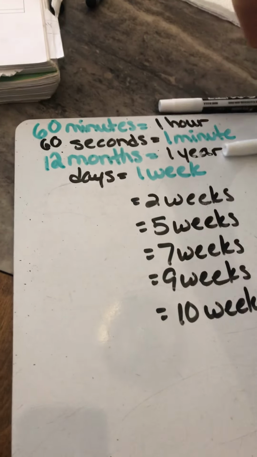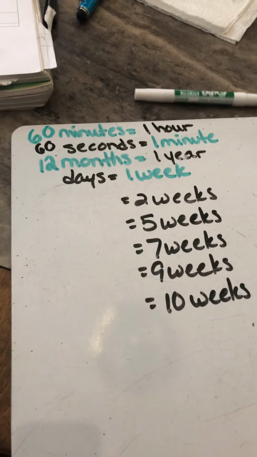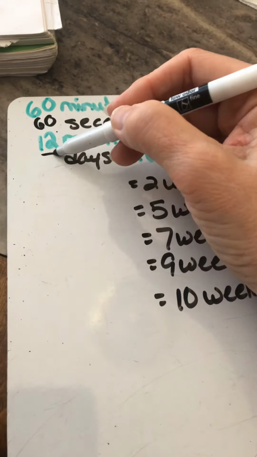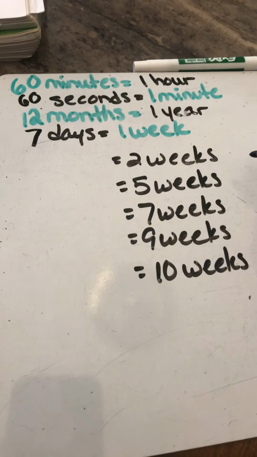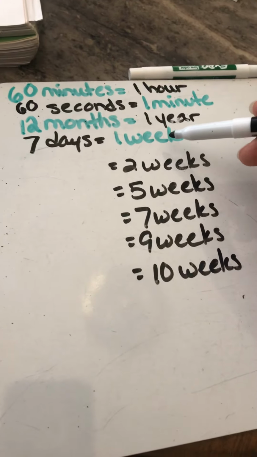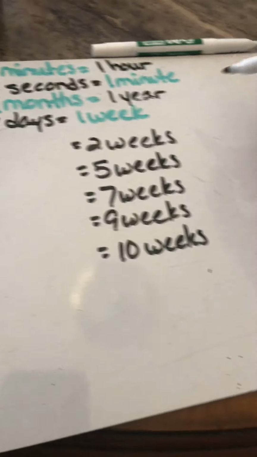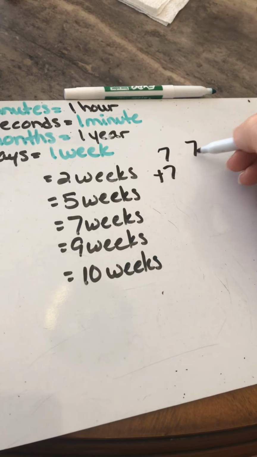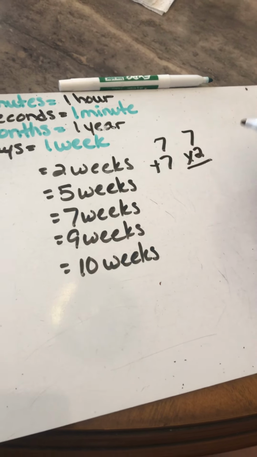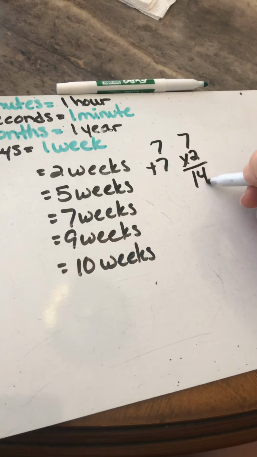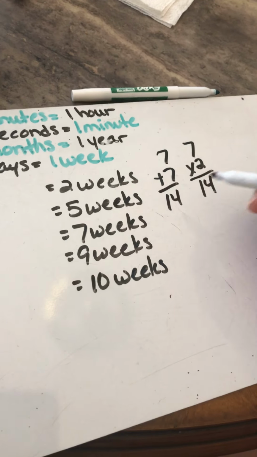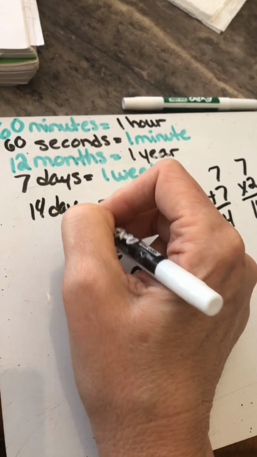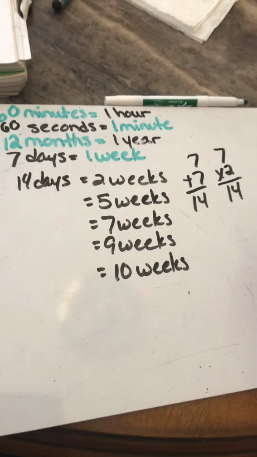And then we're going to get to today. How many days are in a week? A regular week, not a school week, a whole week, and that would be 7. So if there are 7 days in 1 week, how many days would be in 2 weeks? Well, again, you could do 7 plus 7, or you could just do 7 times 2. 7 times 2 is 14, which is the same as 7 plus 7. So there are 14 days in 2 weeks.